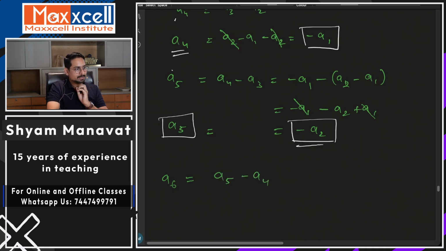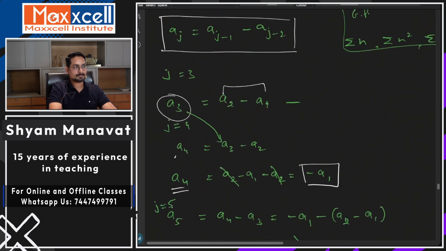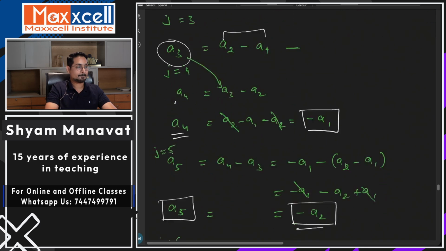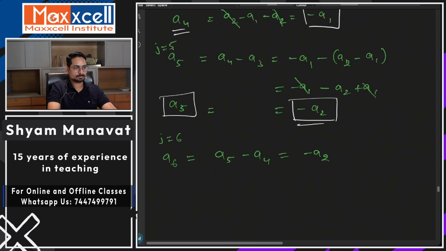If you substitute j equal to 6 in the given condition, here if you substitute j equal to 5, then you get A5. J equal to 6, you get A6 here. The given rule in the question for this particular sequence. Now, here we can say that is A5 which is minus A2 and A4 which is what? Minus A1. So it's minus of minus A1.